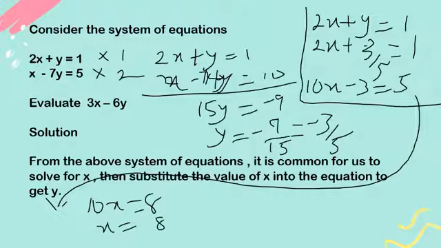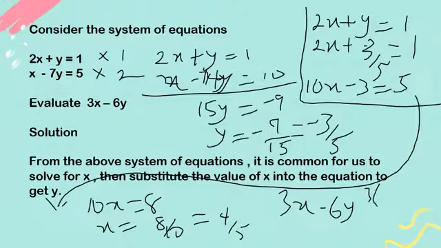My x is equal to 8 over 10. And in simple form, that's going to be 4 over 5. Now, the real question says find 3x minus 6y. Okay, so 3x minus 6y will be 3 into brackets. What is the value for x? 4 over 5.